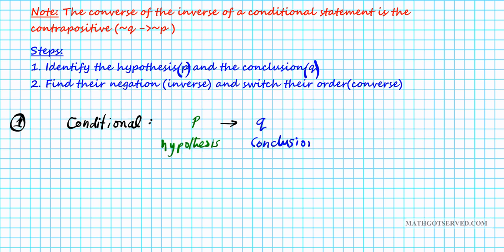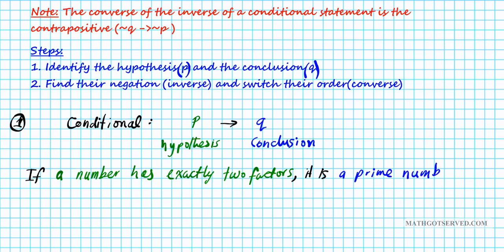All right, so let's see if we can identify the hypothesis and conclusion in the statement. I'm going to write it in such a way that it's easy for you to see. If a number has exactly two factors, it is what? A prime number. It is a prime number.